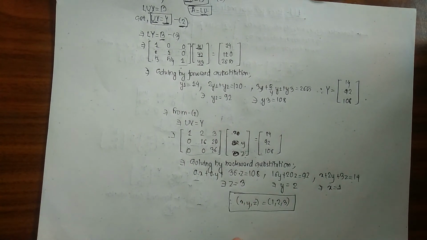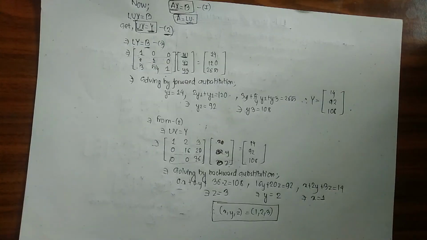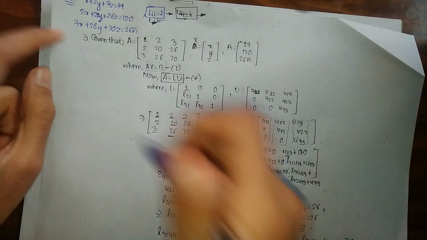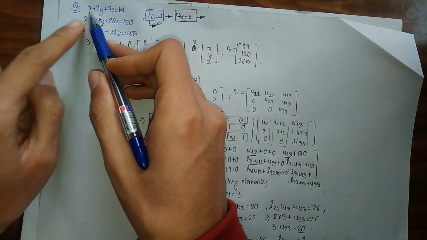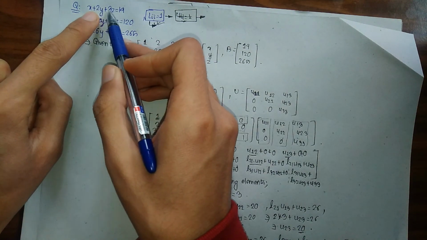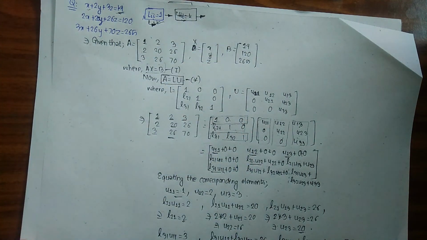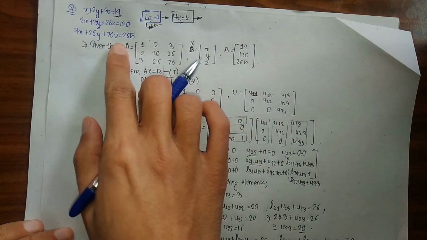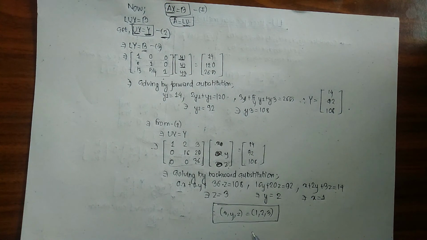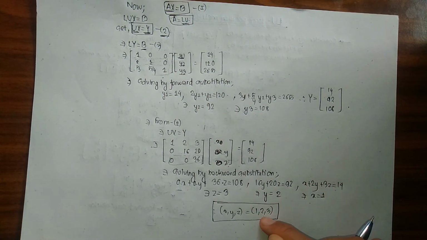So finally we calculated our values, and if we want to check, we move on to our equation. If we put x as 1, y as 2, z as 3, we get 1 plus 4 plus 9, which is 14. So you can check your answer this way as well by substituting in the initial equation. So in this way, by using the LU decomposition method, you can solve your equation.